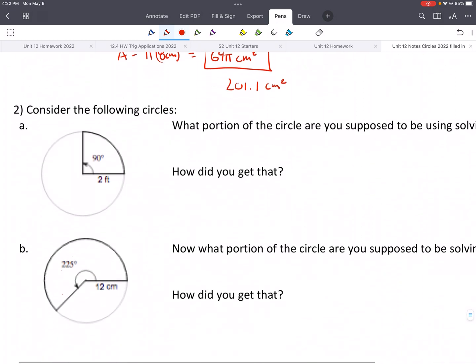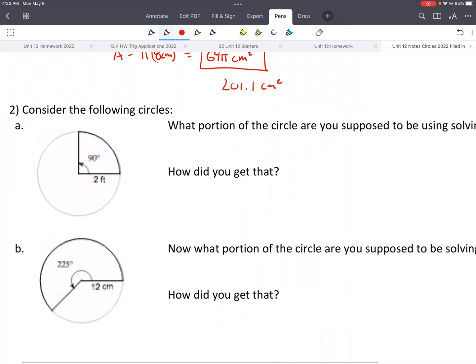All right, so this is leading to what we're actually going to be covering. Looking at example 2a, what portion of the circle are you supposed to be solving for? What is that section that's kind of bolded? Well, here I would probably say it looks like it's a quarter. So 1/4. Well, how do you get that?